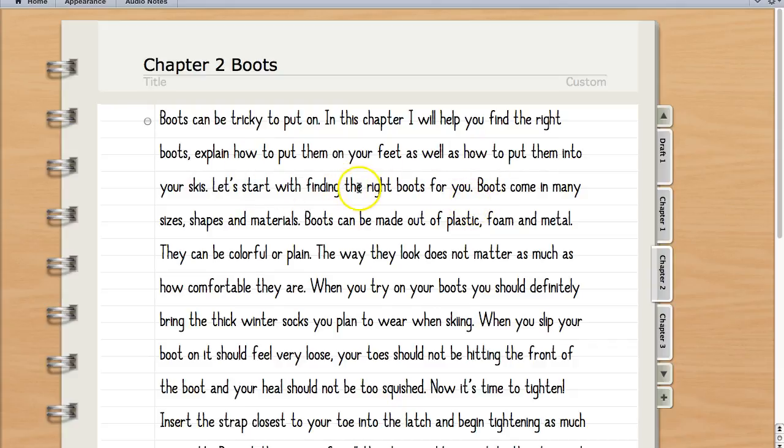Why do I think that's a paragraph? Well, because this first sentence explains what this chapter is going to be about. It's a summary. And this starts talking about the first part of the summary, which is finding the right boots for you. Because I say, I will help you find the right boots right here. So I'm going to make a paragraph.